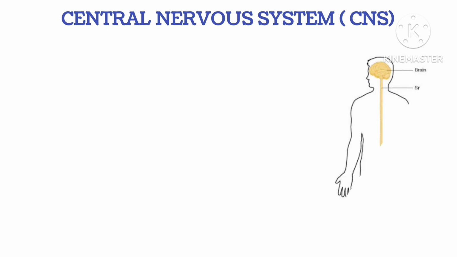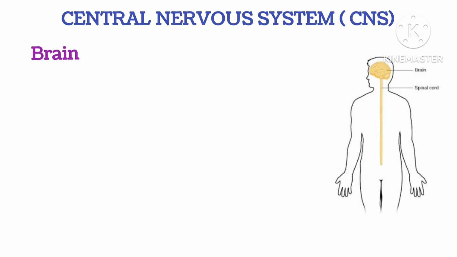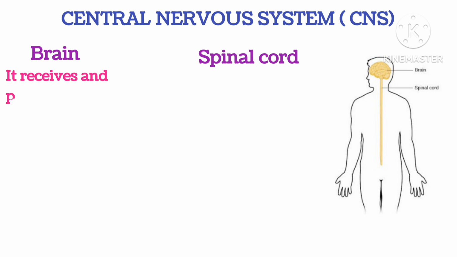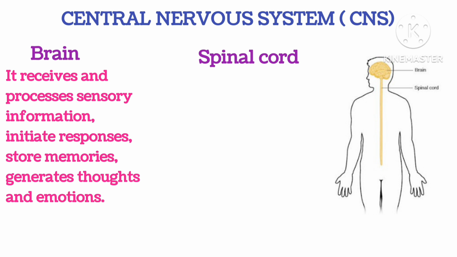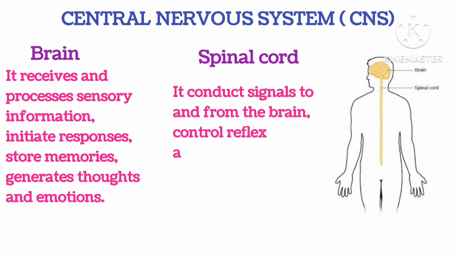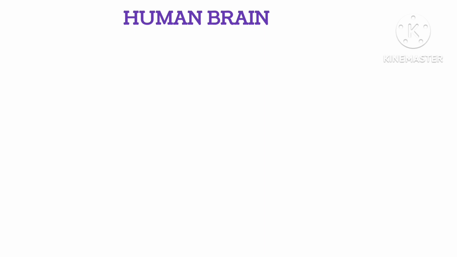Central nervous system. As you can see in the diagram, it consists of brain and spinal cord. Brain receives and processes sensory information, initiates responses, stores memory, and generates thoughts and emotion. Spinal cord conducts signals to and from the brain and controls reflex activities.